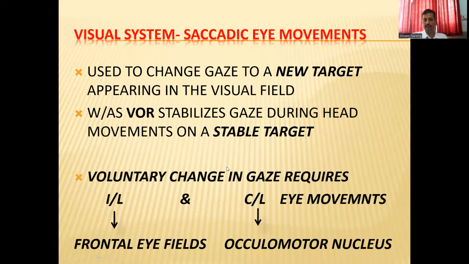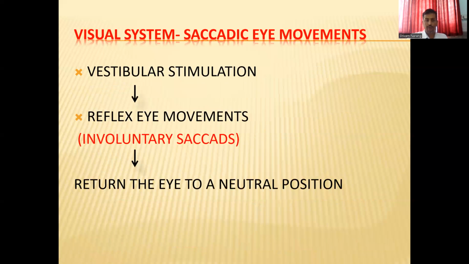Now there are again two types of saccades: voluntary and involuntary. A voluntary change in the gaze requires ipsilateral and contralateral conjugate eye movements. So if I'm seeing this object and want to focus on the other object, there will be conjugate eye movements. The ipsilateral movement of the eye is regulated by the frontal eye fields of the brain, whereas the contralateral eye movements are managed by the oculomotor nucleus.